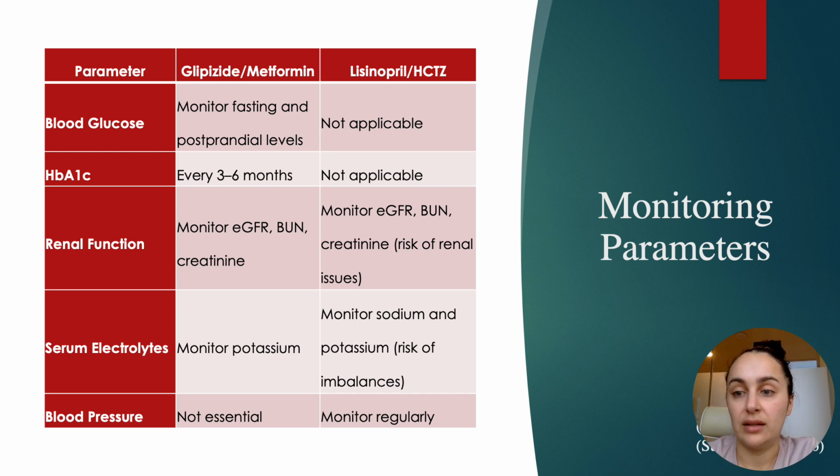So for patients taking glipizide and metformin, the most important monitoring parameters include fasting and postprandial blood glucose levels to assess daily glycemic control and HbA1c every 3 to 6 months to evaluate long-term glycemic management. It is also essential to monitor renal function, which includes your eGFR, BUN, and creatinine, since metformin is renally excreted and poses a risk for lactic acidosis and impaired kidney function.